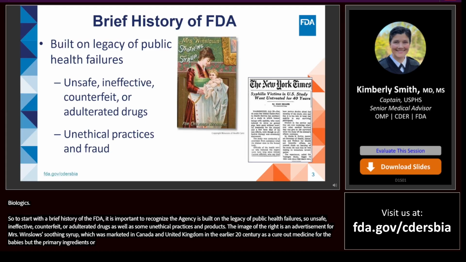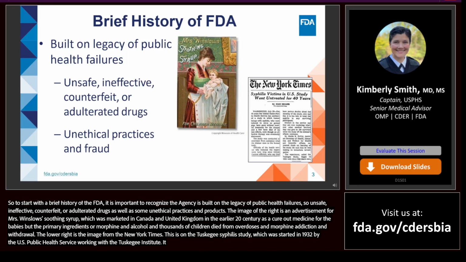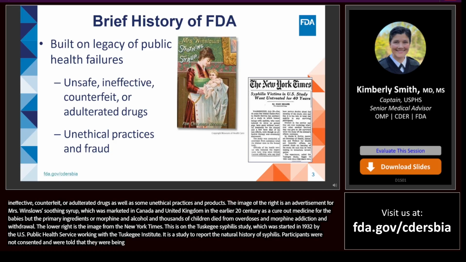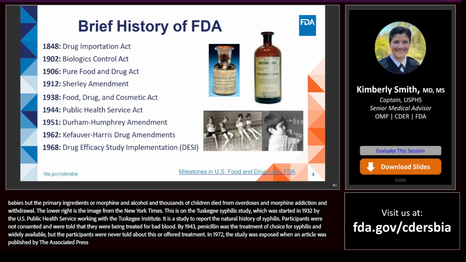The lower right is an image from the New York Times. This is on the Tuskegee syphilis study, which was started in 1932 by the U.S. Public Health Service working with the Tuskegee Institute. It was a study to record the natural history of syphilis. Participants were not consented and were told that they were being treated for bad blood. By 1943, penicillin was the treatment of choice for syphilis and was widely available, but the participants were never told about this or offered treatment. In 1972, the study was exposed when an article was published by the Associated Press, but unfortunately at that time, men in the study had been untreated for many years and their disease had progressed.